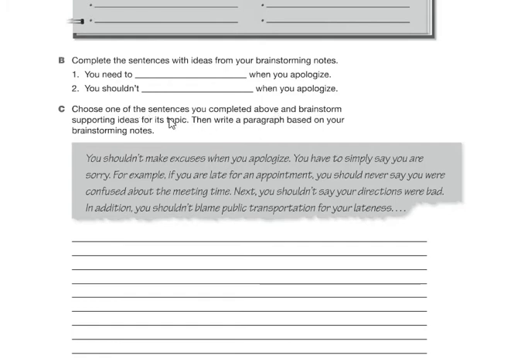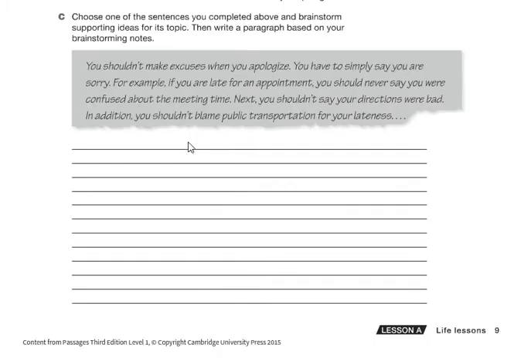Then choose one sentence you completed about the brainstorming, supporting ideas for each topic, then write a paragraph based on your brainstorming notes. So this is an example. You shouldn't make excuses when you apologize. You have to simply say you are sorry. For example, if you are late for an appointment, you should never say you were confused about the meeting time. Next, you shouldn't say your directions were bad. In addition, you shouldn't blame public transportation for your lateness. So this is an example of a paragraph, and then you're going to make your own.